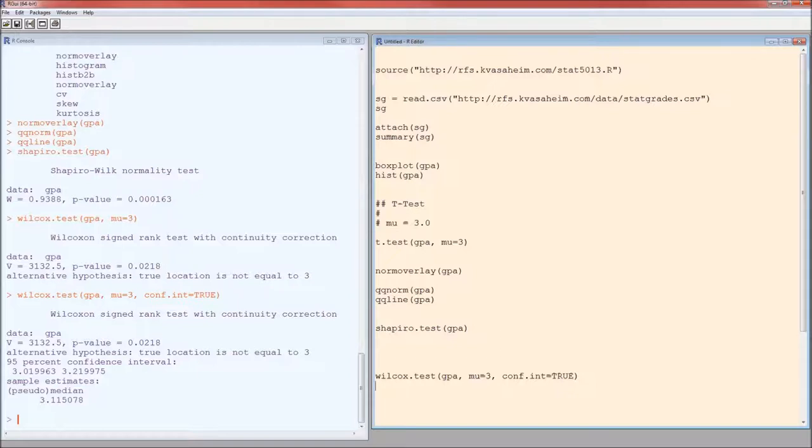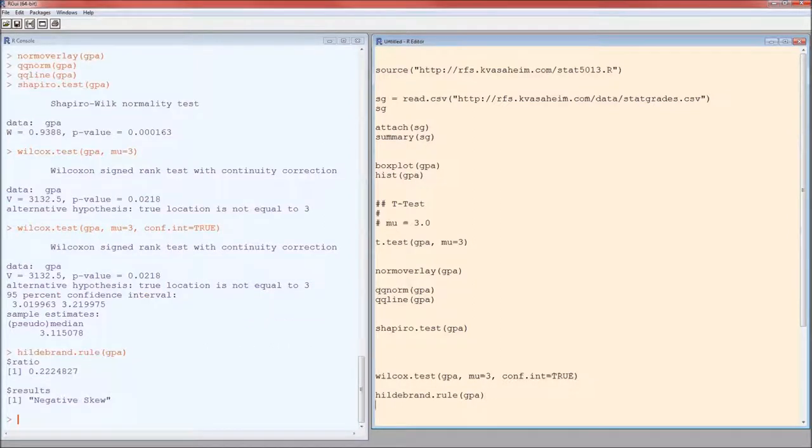What's the assumption of the Wilcoxon test? The assumption of the Wilcoxon test is that the data come from a symmetric distribution. So how do we test symmetry? Let's use the Hildebrand rule. The function is hildebrand.rule. It requires just one thing, the GPA. We're going to run that, and it gives us two pieces of information. One, it gives us the ratio, and two, it gives us the result. Here it says we have a significant negative skew. We know that because the ratio is greater than 0.2.